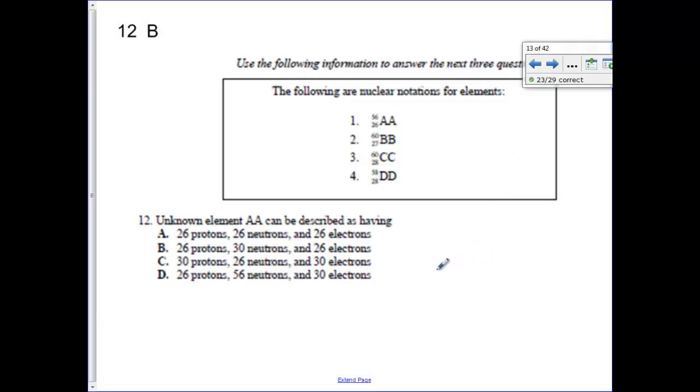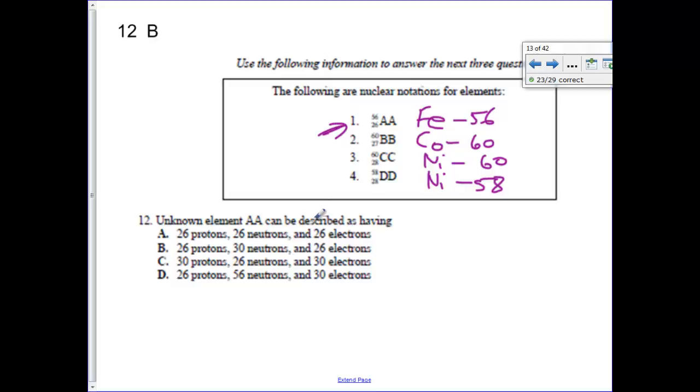Okay, this one's talking about a nuclear notation of trying to write out elements. The bottom number is like the atomic number, so it tells you what it is. So 26 means this guy right here is iron. 27 means this guy is cobalt. 28 means this guy is nickel. And 28 again means this guy is also nickel. The top number tells you how heavy it is. So this is iron 56, cobalt with 60, nickel with 60, and nickel with 58.